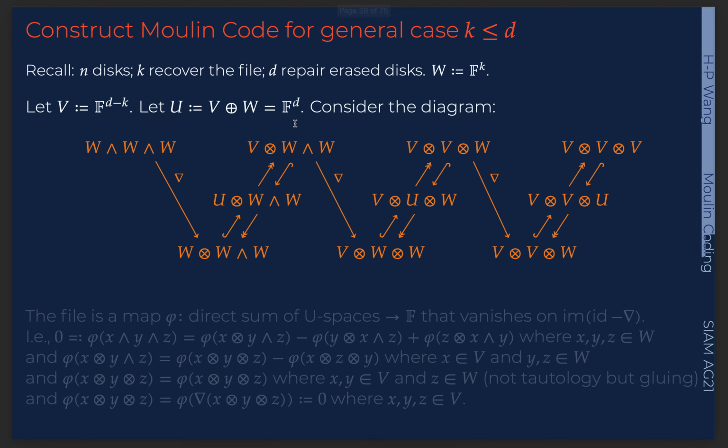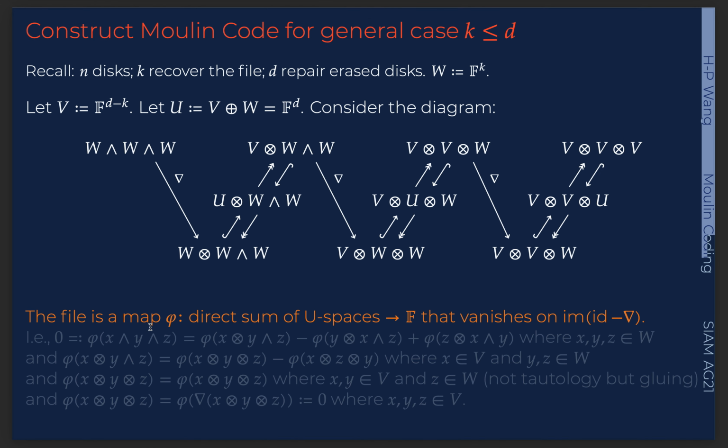And now we consider the following diagram that has W wedge W wedge W, and by a nabla map, we can separate a W. This W embeds into U, and the co-kernel is V. Now we have W wedge W, and by a nabla map, we can separate another W. This W embeds into U, and the co-kernel is V. We have one less W. We use a nabla map to identify this space with this space. This W embeds into U, and the co-kernel is V.